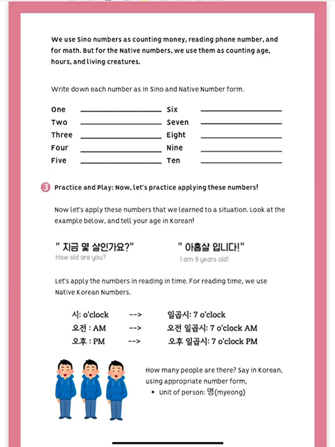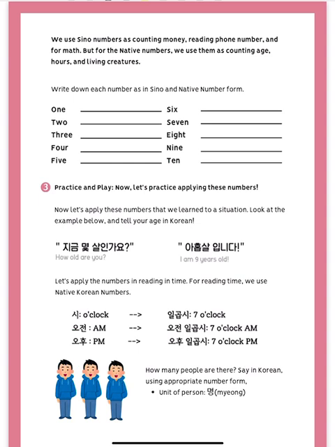Well done. Let's apply the numbers in reading time. For reading time, we use native Korean numbers. For example, for 7 o'clock, we say 7시. And AM is called 오전 and 오후 is PM. So if you're trying to say 7 o'clock AM, you say 오전 7시. And 7 o'clock PM, you say 오후 7시.